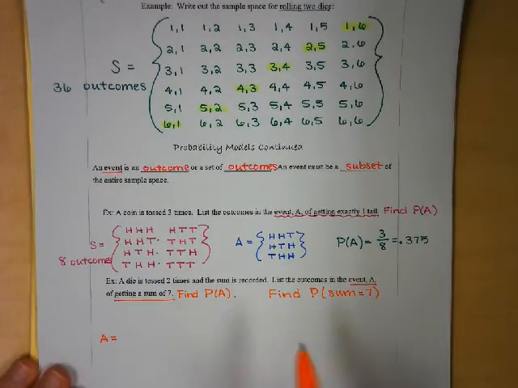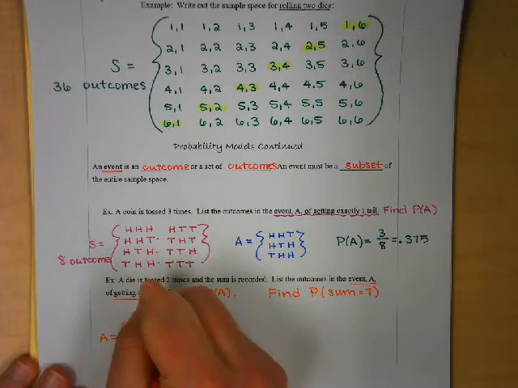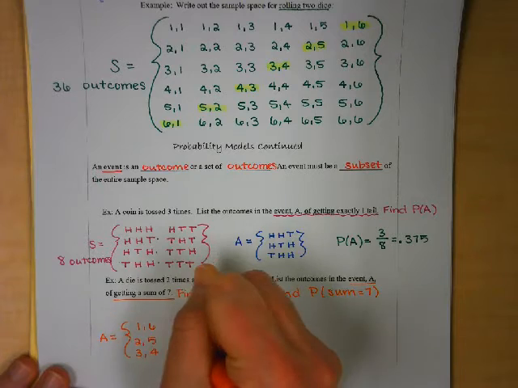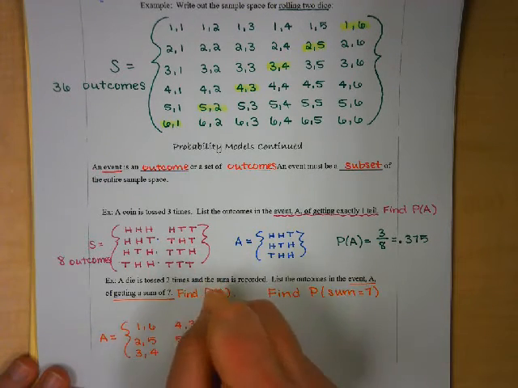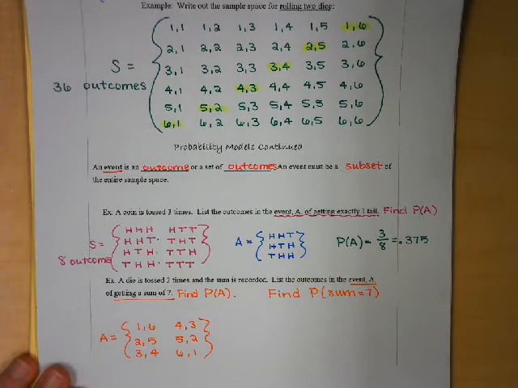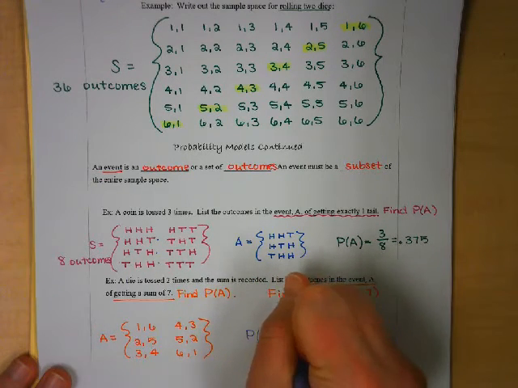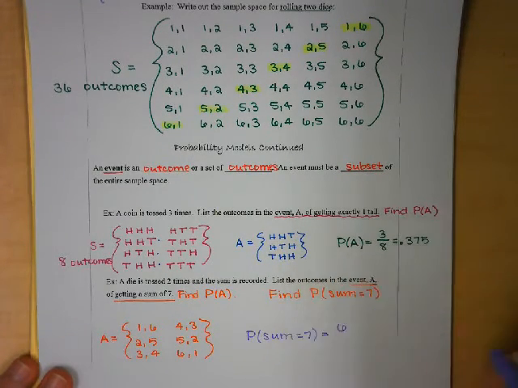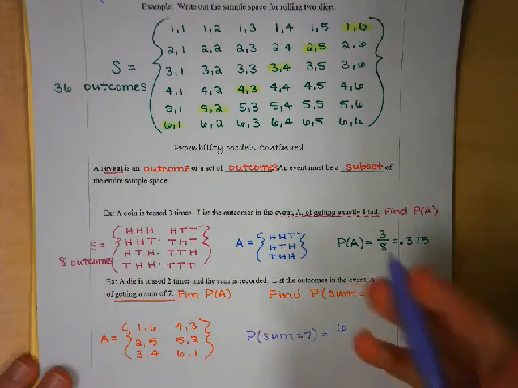So we're going to list them, even though I highlighted them. So like Chloe said, 1 and 6, 2 and then a 5, 3 and then a 4, 4 and then a 3, 5 and then a 2, or 6 and then a 1. So there are 6 different ways we can get a sum of 7. So if we were asked to find the probability that the sum equals 7, we know that there are 6 ways that we can get a sum of 7, and there are 36 possible outcomes.